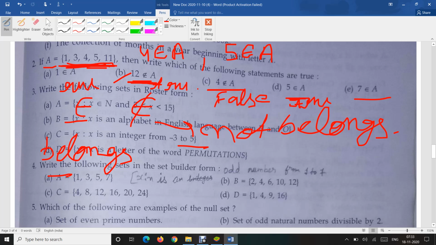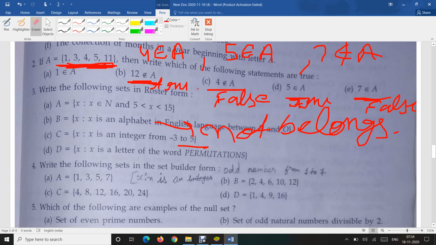Okay, so is 7 present in this set? No, we cannot see 7 as an element in this set. So 7 does not belong to A. But this statement is saying that 7 belongs to A. So this statement is false. Hope you understand this. If you have any problem regarding it, then you can ask.